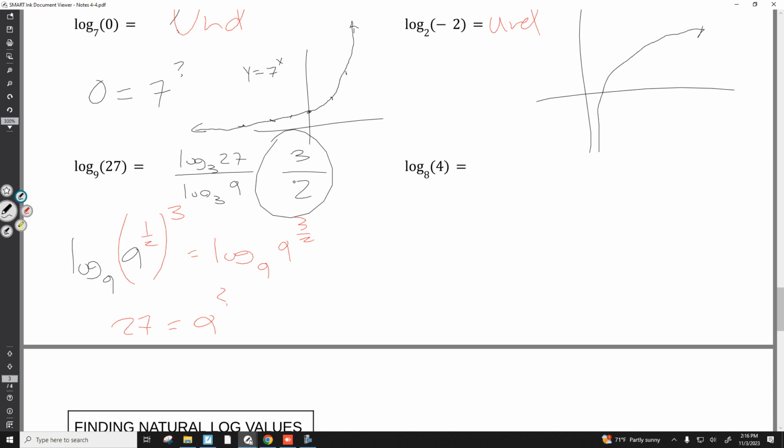We will learn that next class, but for today's class, we're expecting you to be able to think about what is the power of 8 that gives you 4. Next class, I'm going to teach you about change of bases, and that's how we get 3/2.